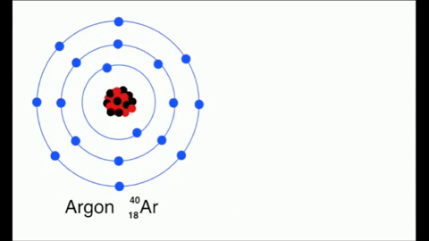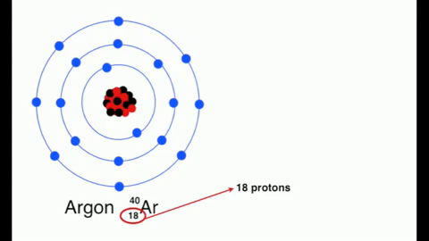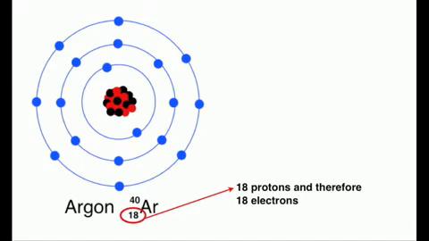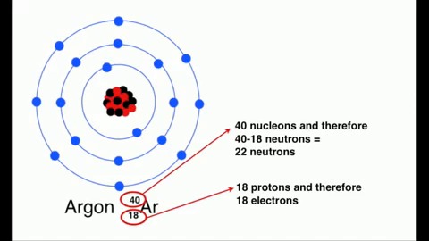The final example is argon. It has 18 protons in its nucleus and therefore again 18 electrons. The nucleon number is 40. We know that there are 18 protons and therefore there must be 40 minus 18, that is 22 neutrons. Larger atoms have always got more neutrons than protons.